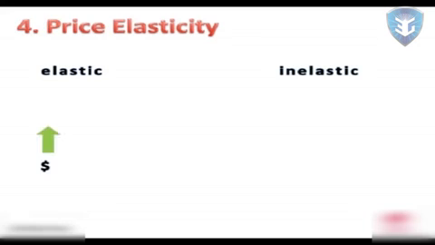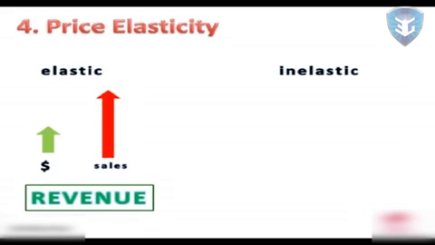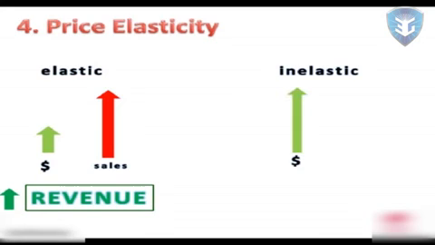The fourth influence on price is price elasticity. A product can be either price elastic or price inelastic. If a product is price elastic, this means that a relatively small change in price causes a relatively big change in sales. Most likely, if you decrease the price of an elastic good, the revenue goes up. Price inelastic is the other way around. This means that a relatively big change in price causes a relatively small change in sales.